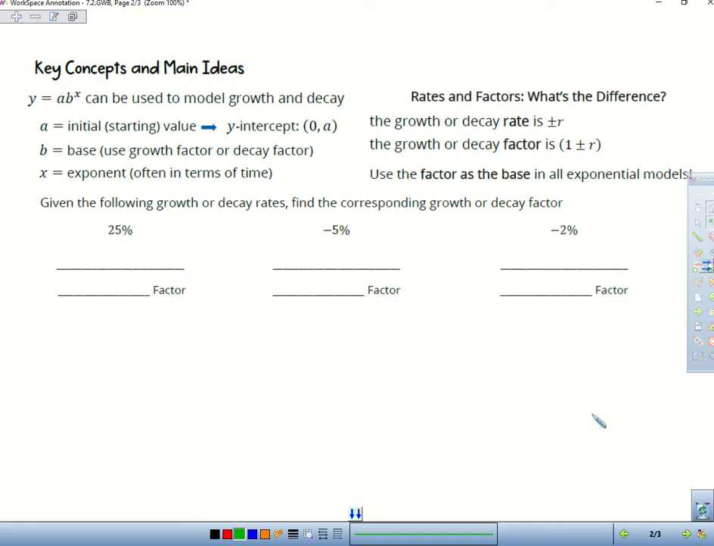B represents the base. This is either a growth factor or a decay factor, it's one or the other. And then the x is just the exponent, usually in time, so years or months, whatever we're dealing with.